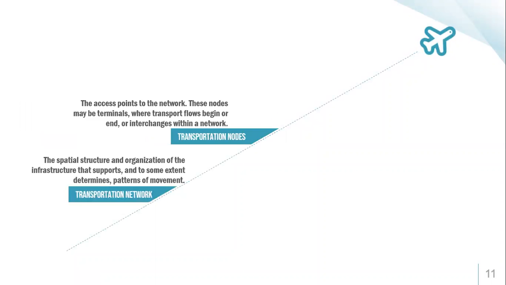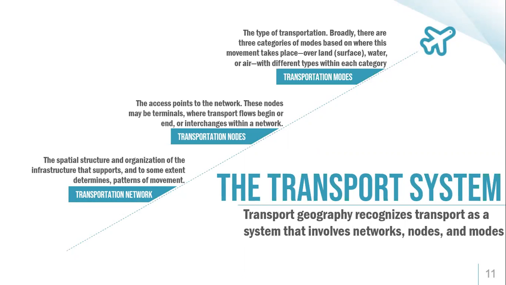Okay, just like I said before, there are three transportation systems: transportation network, transportation nodes, transportation modes. Network, nodes, modes. Transportation geography recognizes transport as a system that involves network, nodes, and modes.